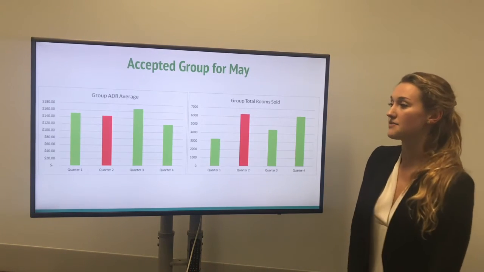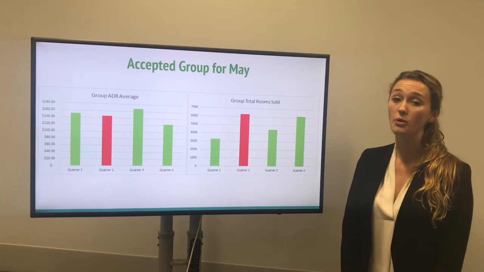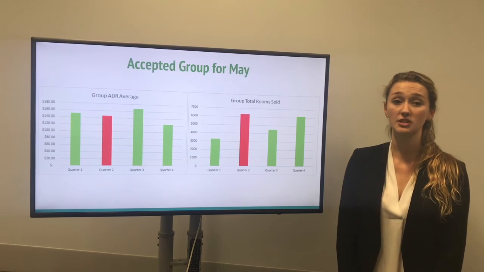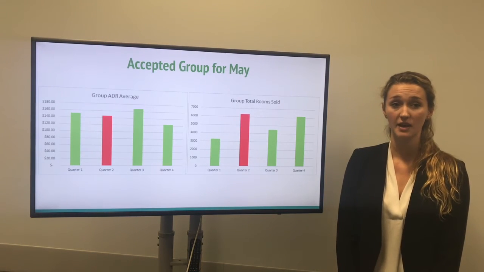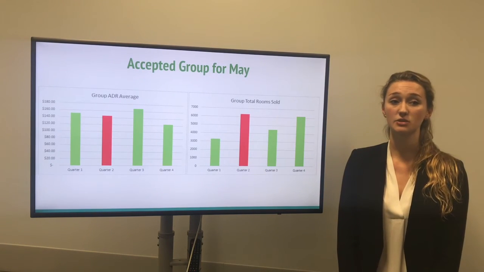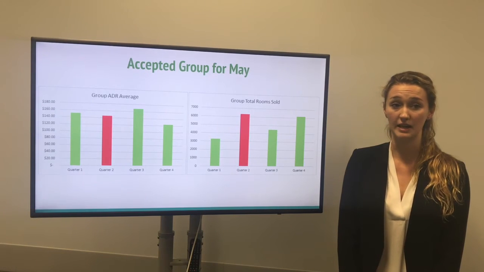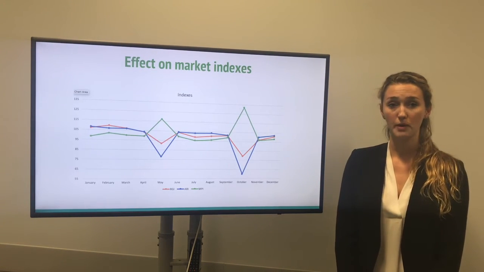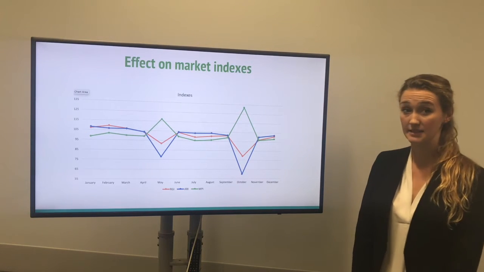It can be clearly seen that our ADR in quarter two is lower than in quarter one and quarter three, due to the fact that we accepted a group with such a low rate that dragged our ADR down. However, a low proposed rate has increased the number of rooms sold considerably in quarter two compared to quarter one and quarter three. Accepting the group had the following effect on the market indexes.